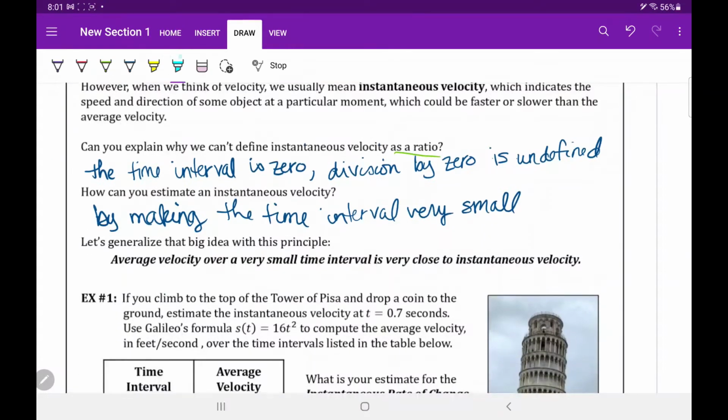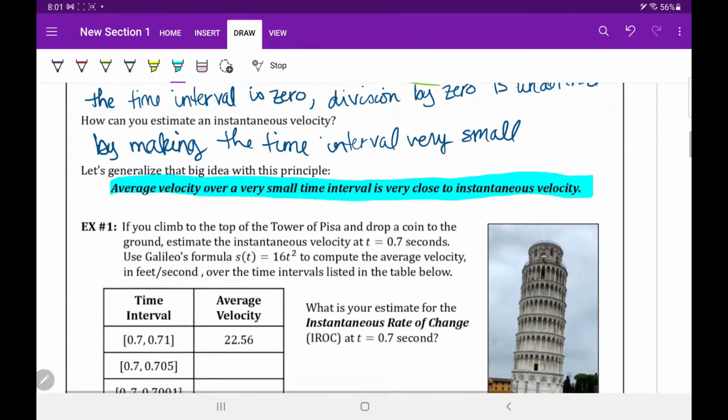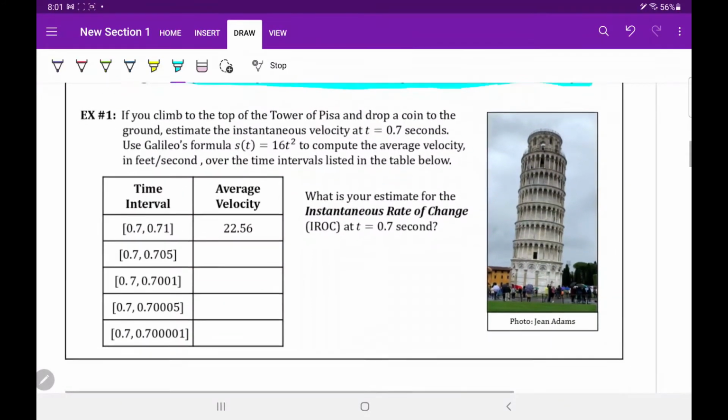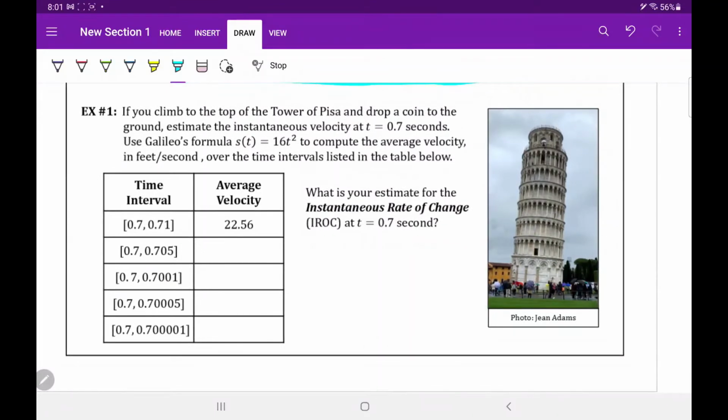And here's a summary to put this idea into a thought. We'll generalize it. Average velocity over a very small time interval is very close to instantaneous velocity. Getting very close, we have to accept, is it good enough? So let's look at example number 1.